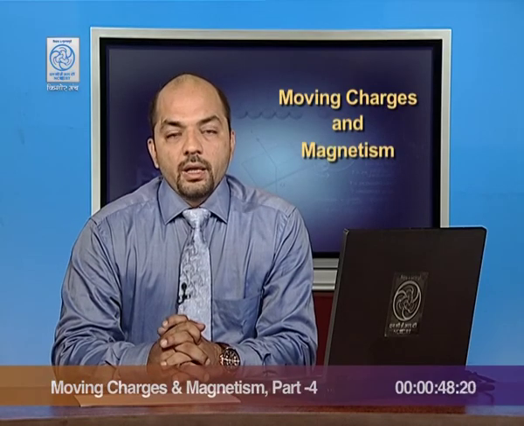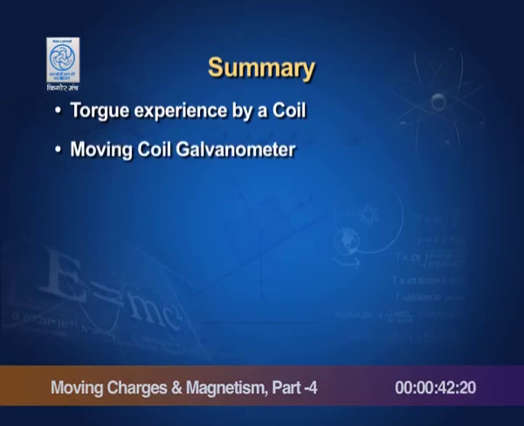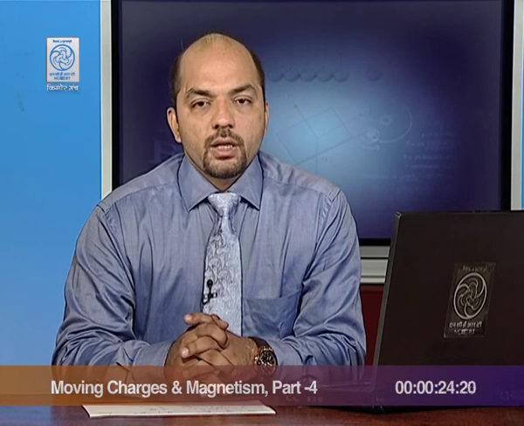So, today in this session we have studied the torque experienced by a coil. We studied the moving coil galvanometer, how to convert this galvanometer into an ammeter and voltmeter, and we discussed two numericals also. In the next chapter, we will study the magnetic properties of substances like diamagnetic substances, paramagnetic substances, and ferromagnetism. We will study the hysteresis and the application of the hysteresis loop.